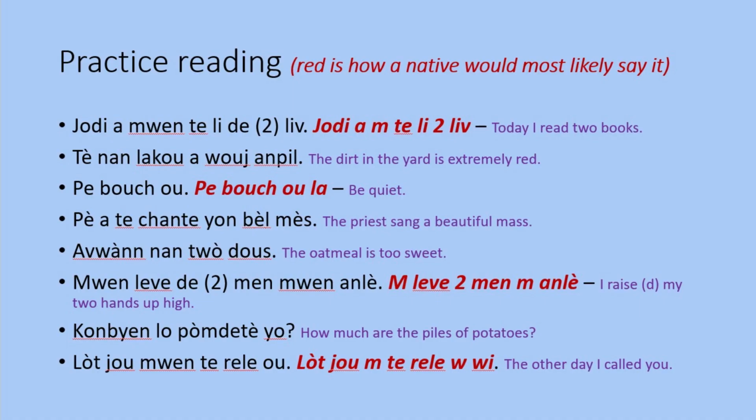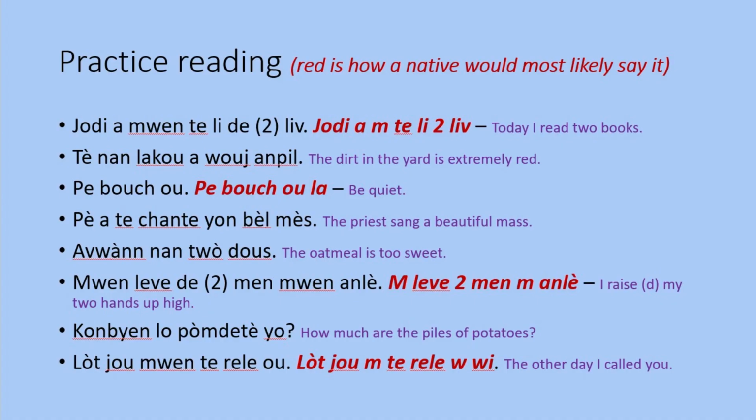Now, next one. Te. This one has an accent, so it's okay? Te na la kua rouge en pile. This is how any native would say it. There's nothing we can change or shorten here, okay? Te na la kua rouge en pile. I might say it faster. Like if you're reading it, you might say it slowly, but me, I'm going to say it fast. The dirt in the yard is extremely red, okay?